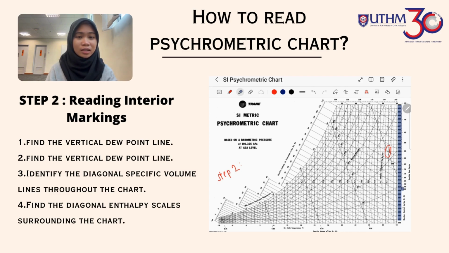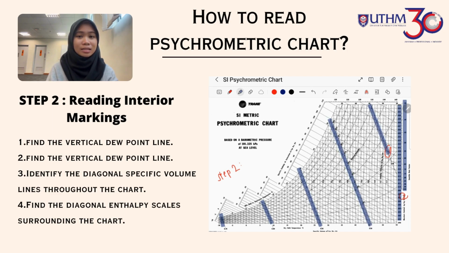Third, identify the diagonal specific volume lines throughout the chart. The specific volume of the air tells you the amount of air that this chart was meant to measure, normally within a range of 2 to 3 m³ per kg. As the relative humidity increases at a certain temperature, the specific volume of the air also increases.